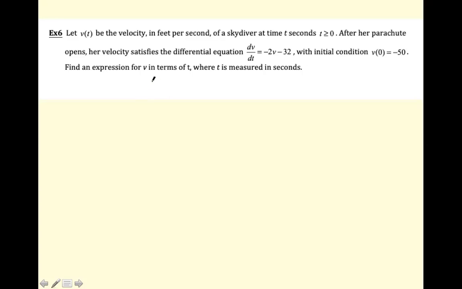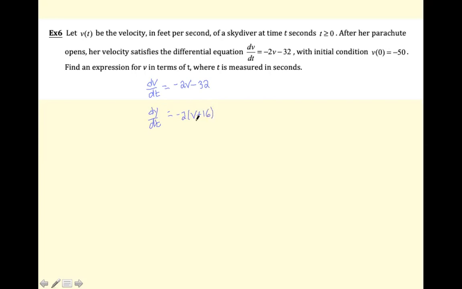All right, so I'm going to jot down our derivative here. We have dv/dt equals negative 2v minus 32. And remember, it's usually something times dv and something times dt. So our next step in this case should be to factor out that negative 2 so that we can separate. So I factor out negative 2. That leaves me with v plus 16.